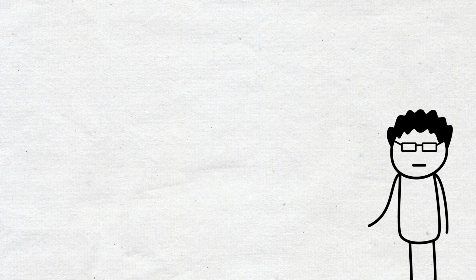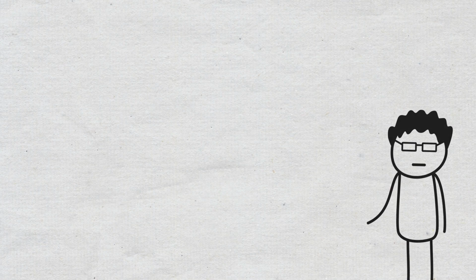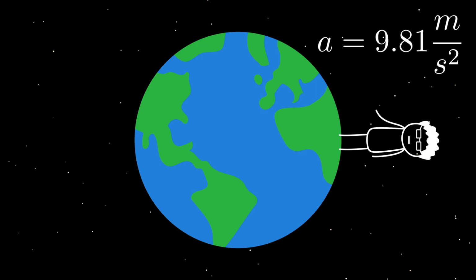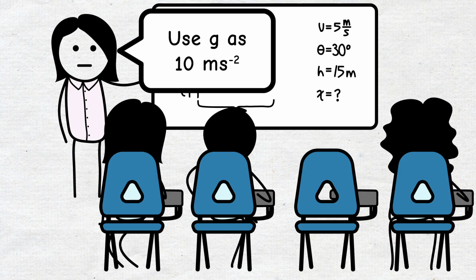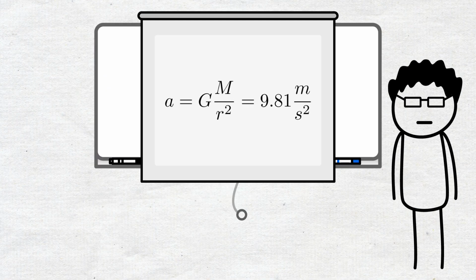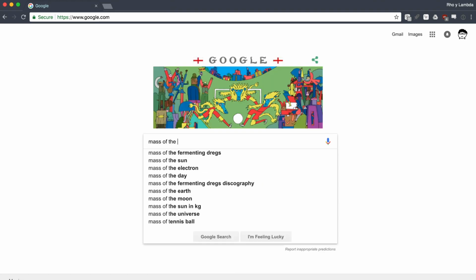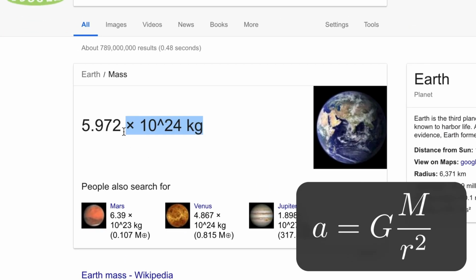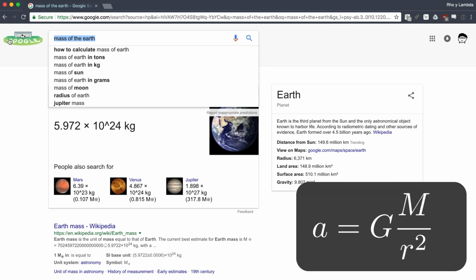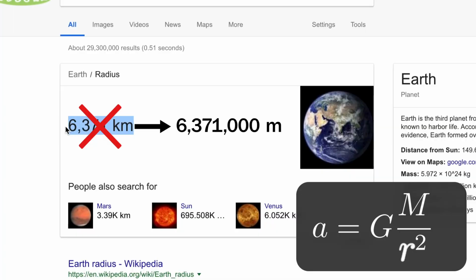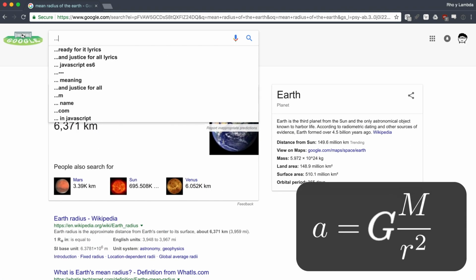Okay, so most people hopefully know that the acceleration that we feel on the surface of the Earth is about 9.81 meters per second squared, sometimes horrendously rounded up to 10, and we can now work that number out using our best friend, Google. Mass of the Earth, 5.9 times 10 to the 24th kilograms. Mean radius of the Earth, 6,371 kilometers, 6,371,000 meters. Remember your units.